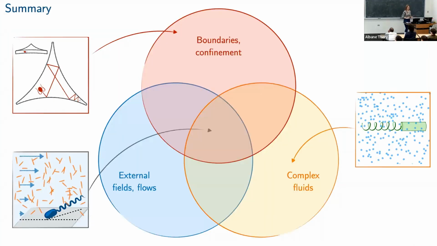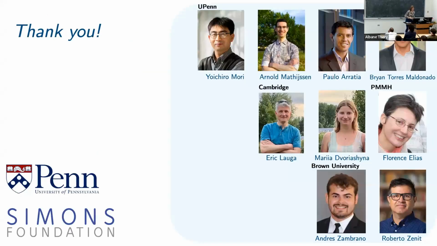And so, yeah, this is basically a picture of where we've been on my sort of phase map of things. So boundaries, complex fluids, and then putting everything together in that last part. And with that, I would like to thank my collaborators at UPenn. So Yoshiro, Arnold, and Paolo with whom I've been working. Then the two first parts were done at Cambridge, and Florence, Roberto, and Andres for the experiments here. Thank you.